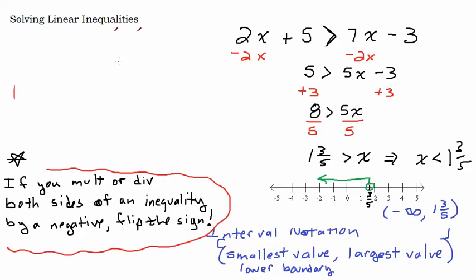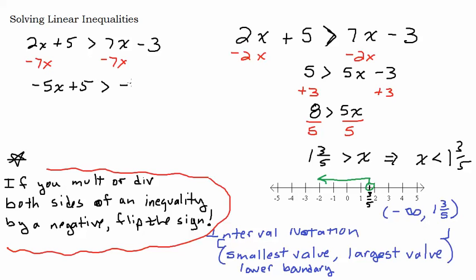There we go. Okay, so let's do this exact problem, except let's start by subtracting 7x so you can see it comes out exactly the same. I think it's worth looking at. Exact problem. Let's start by subtracting 7x. So that would give us negative 5x plus 5 is greater than negative 3. Lots of negatives this way, so we would subtract 5 from both sides.